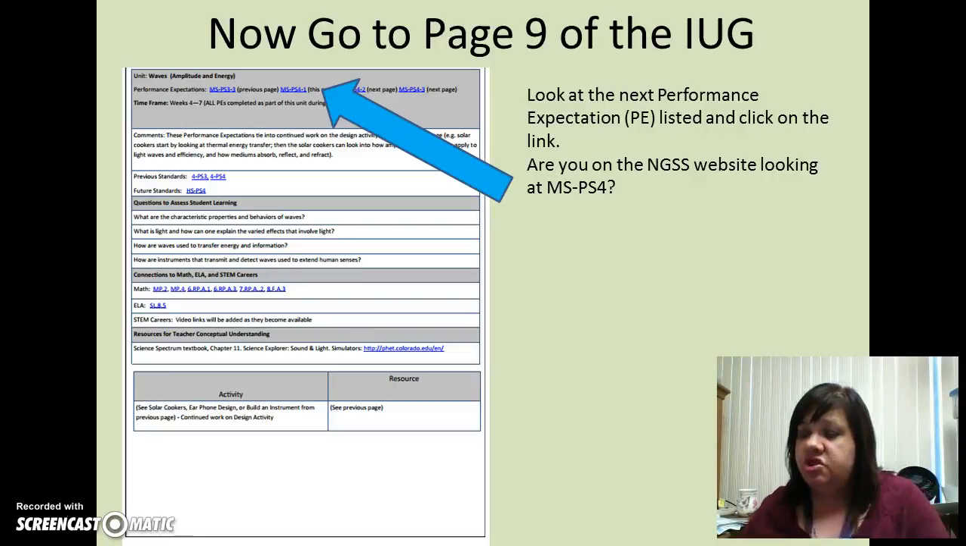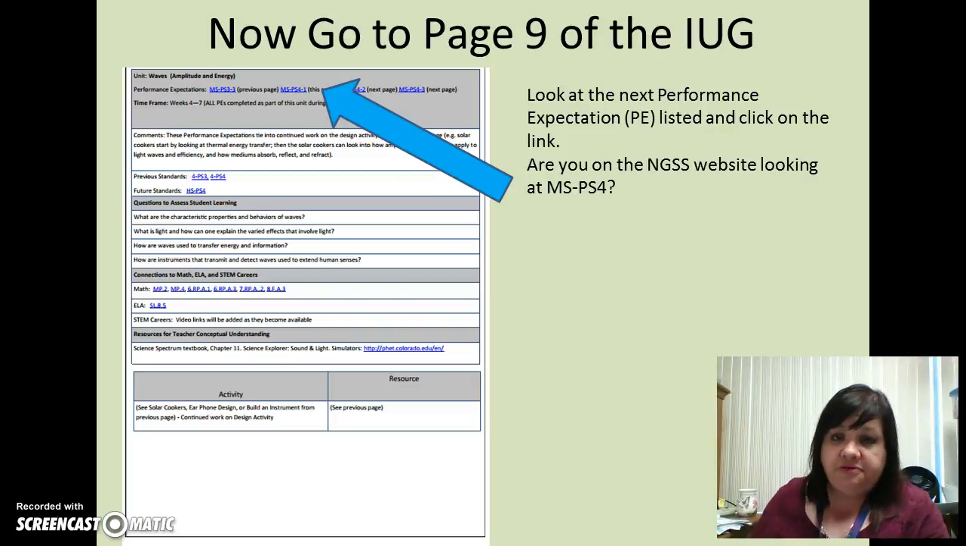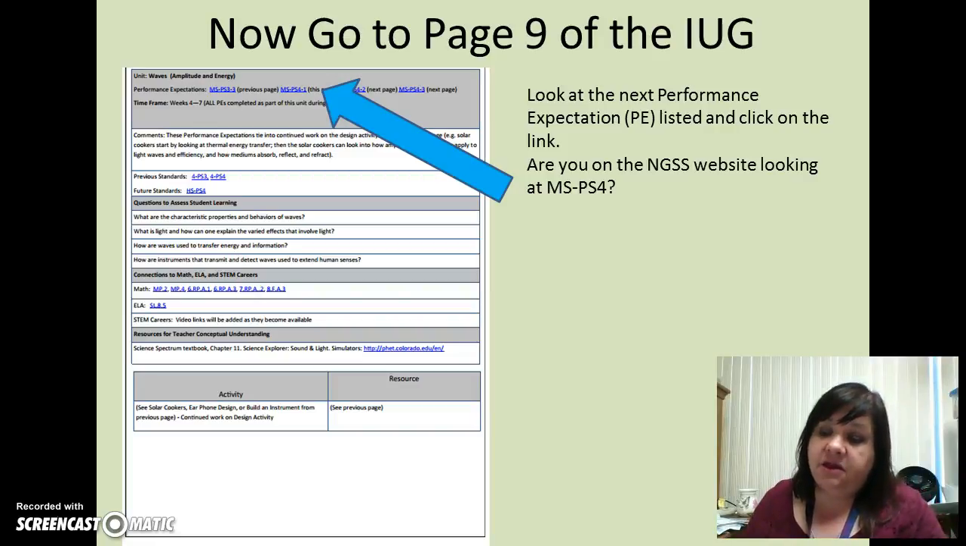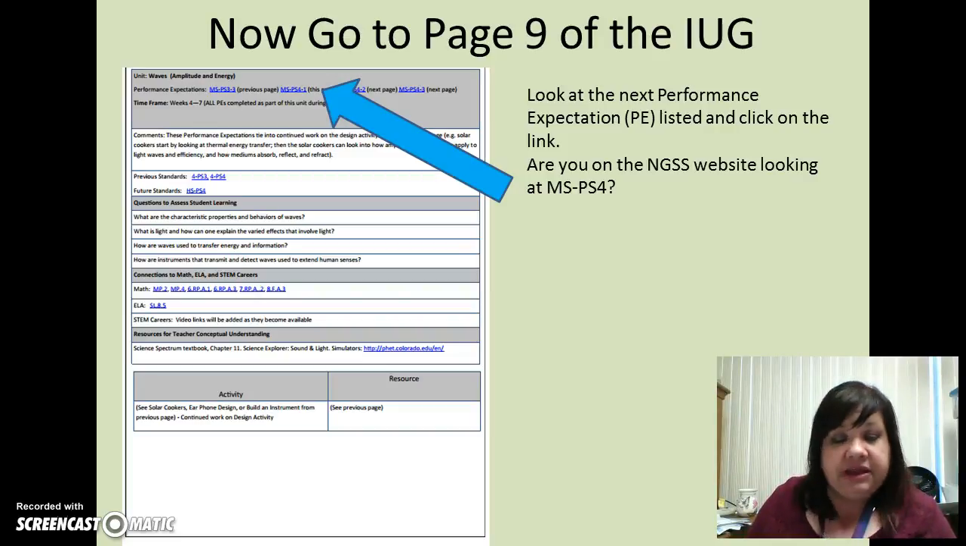I'd like for you to switch now to page 9, if you'll go over there. When you go there, you should see that it says the previous page was MS-PS3. That's what we were just looking at on pages 6 and 7. And now we're at MS-PS4-1, and that's what we're looking at on pages 8 and 9. So if you look at the evidence statement, MS-PS4-1 is on page 8 for the evidence statement, and on page 9 it's the guide, and it has comments, it has the previous standards for MS-PS4-1, it has the questions for learning, the connections to math and ELA.